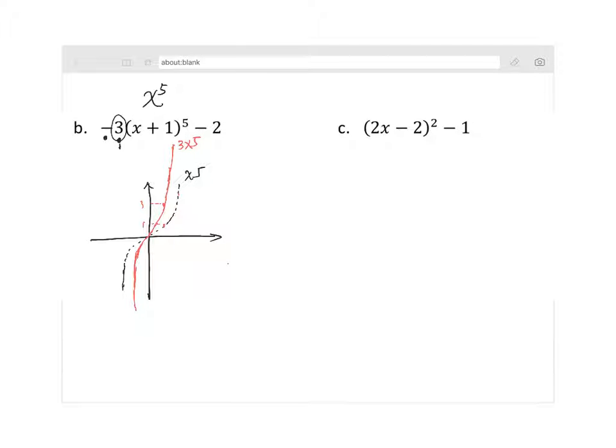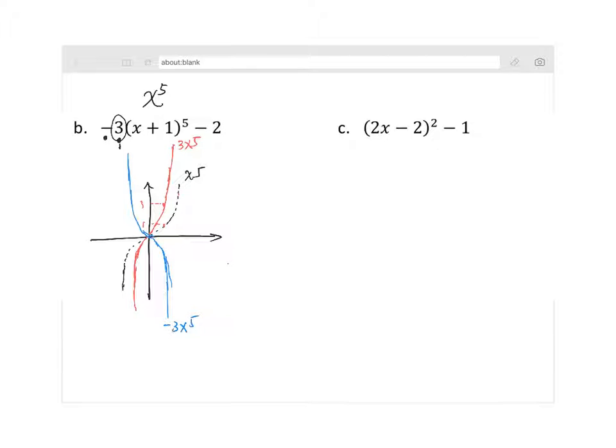Now the negative sign will be flipping. So when you do the negative sign, it's just flipping with respect to the x-axis. So this is the mirror image with respect to the x-axis. So this will be -3x to the fifth.